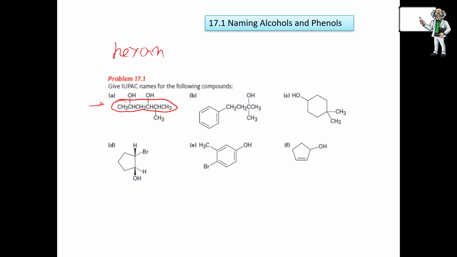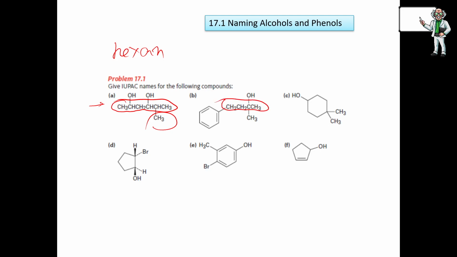2,4-hexanediol. Sorry, again, it will be hexane because it's a 6-carbon chain. Then we have 2 alcohols in position 2 and 4, so it will be hexane-2,4-diol or 2,4-hexanediol. Okay, and then the rest is to add the substituent. The substituent is this methyl that is in position 5. This will be 5-methyl-2,4-hexanediol or 5-methylhexane-2,4-diol.